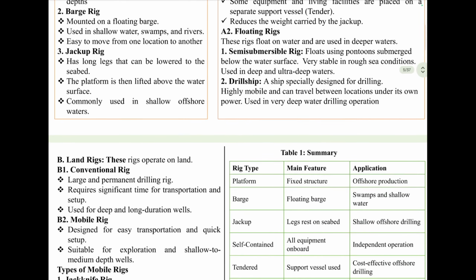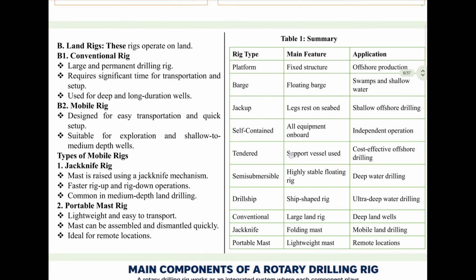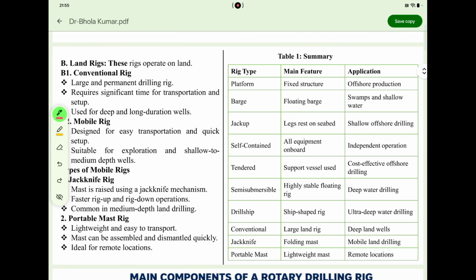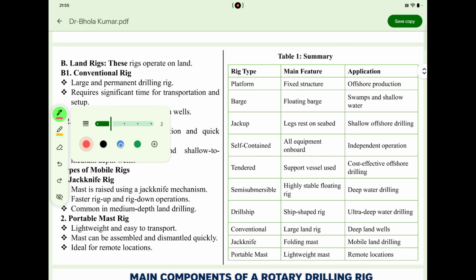Now let's go to the next thing. If you want to understand this, yeah, now the summary of all the rig types.